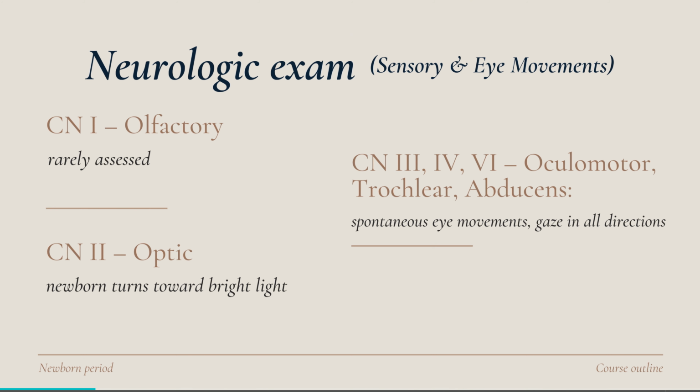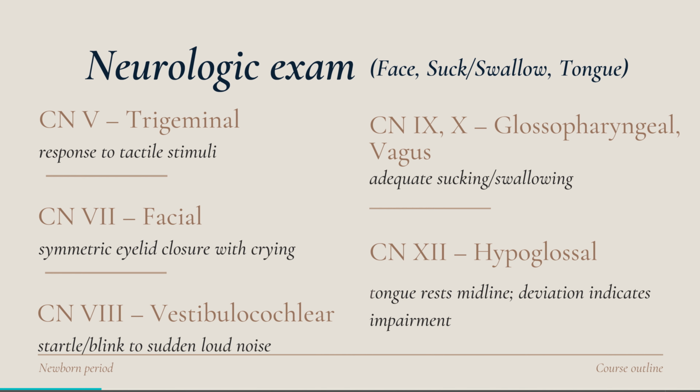Cranial nerve 1, olfactory, is rarely assessed. Cranial nerve 2 can be assessed when the newborn turns toward bright light. Cranial nerves 3, 4, and 6, oculomotor, trochlear, and abducens, can be assessed when the baby gazes in all directions or there's spontaneous eye movement. Cranial nerve 5, trigeminal, the baby will respond to tactile stimuli. Cranial nerve 7, facial, the baby will show symmetric eyelid closure when crying. Cranial nerve 8, vestibulocochlear, the baby will become startled or blink to sudden loud noise.